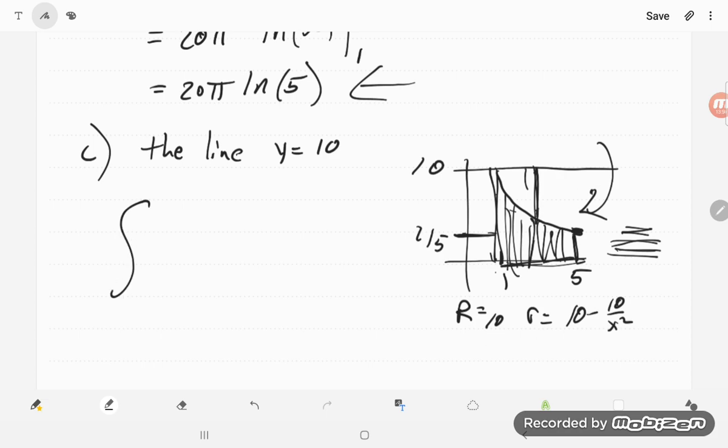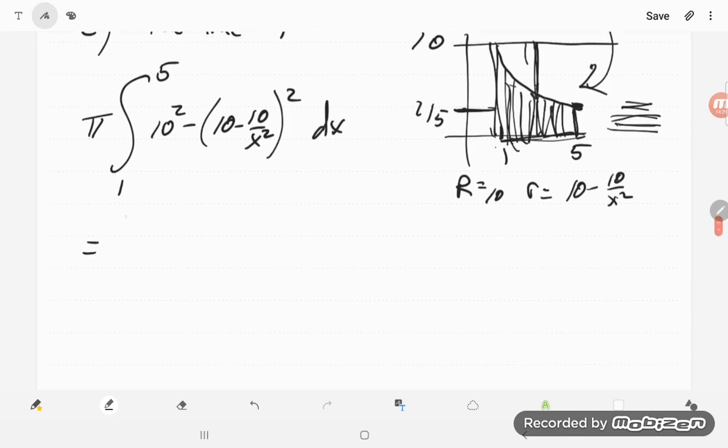So we have our integral. Again, we're slicing this way, so we go from 1 to 5. So every single one of these, I ended up going with slicing the x-axis. So we've got our pi. These are disks, so I have big R squared, so 10 squared, minus the little r squared, 10 minus 10 over x squared, squared, and then dx.